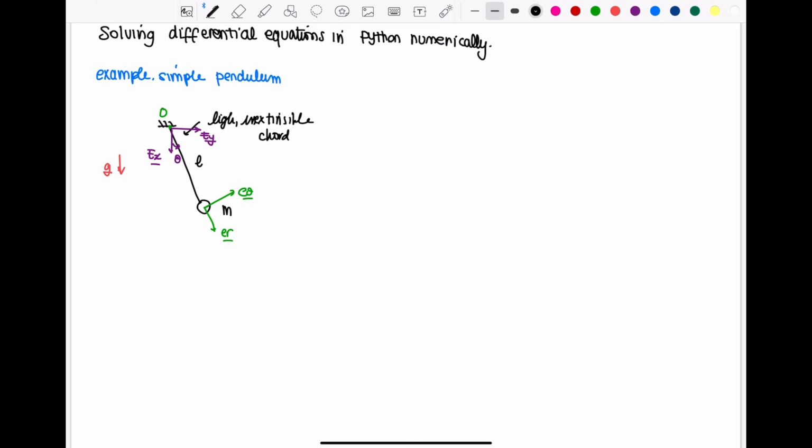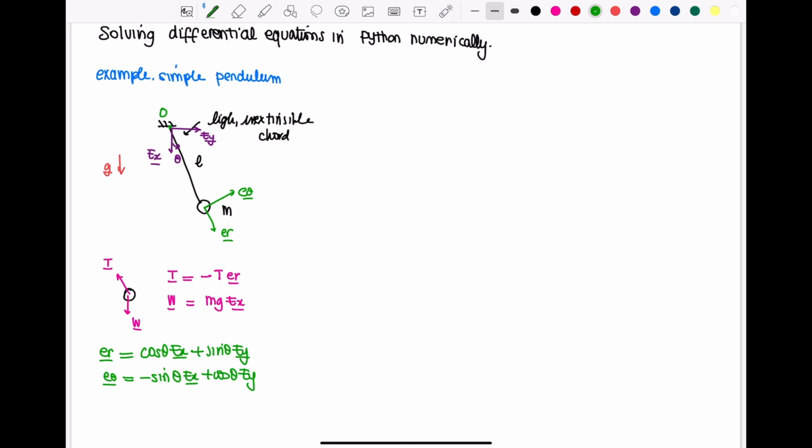I'll draw the free body diagram of my mass m. The forces acting on it are the tension along the cord and the weight. So then the tension is along minus E_r and the weight is along E_x. And I can remember the relationship between the fixed basis and the polar basis: E_r is cosine theta E_x plus sine theta E_y, and E theta is minus sine theta E_x plus cosine theta E_y.